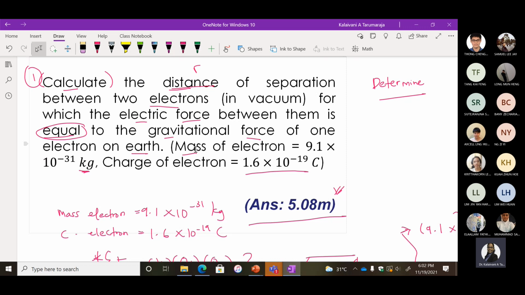Based on the question, they already let you know they have 2 electrons, so they specify the value for the 2 electrons. It means the charge of the electron is 1.6. At the same time, they also let you know the electric force and the gravitational force are equal. This is one of the clues they gave you. They also give the mass: the mass of the electron is 9.1 times 10 power of minus 31 kilogram.